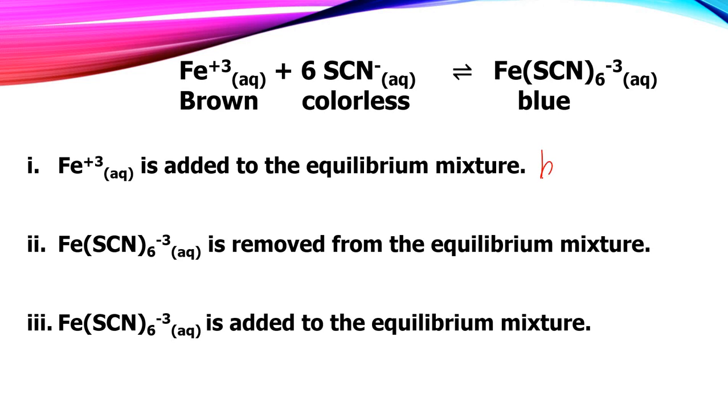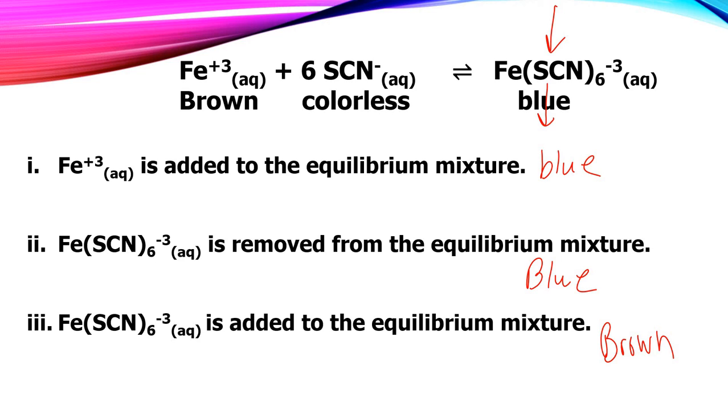Blue? Good. Okay. Fe, or iron thiocyanate, is removed. Brown. I heard both, blue and brown. Which is it? Blue. So I'm removing this, so it's going to come towards it. So it's going to be blue again. Okay. If I add it instead, what's it going to be? Brown.